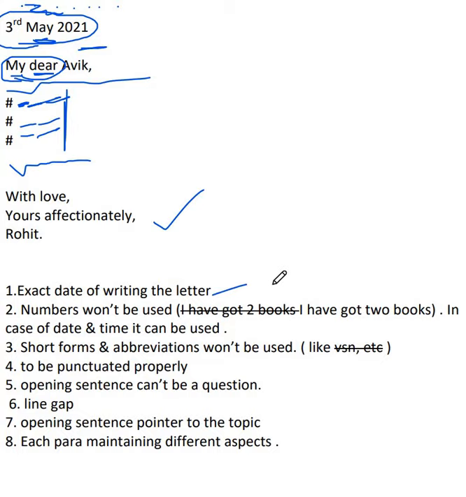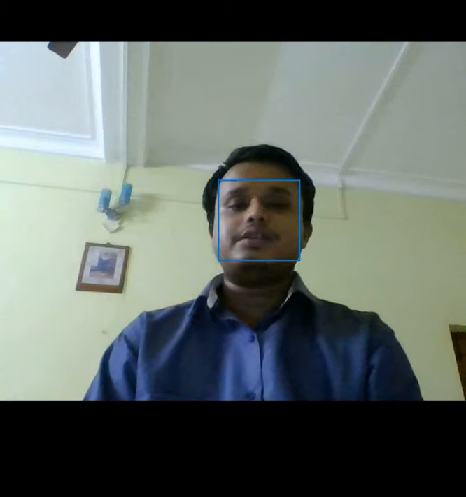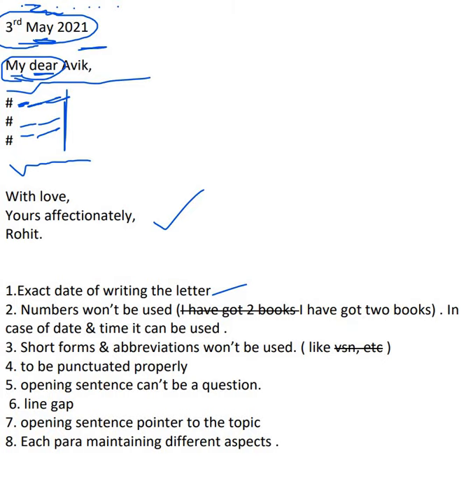Now what are the quick rules of this kind of friendly letter? The exact date of writing the letter will be your English 1 exam date if you are writing it in your exam. Numbers won't be used, except in the case of date and time. Short forms and abbreviations won't be used. You have to remember this.